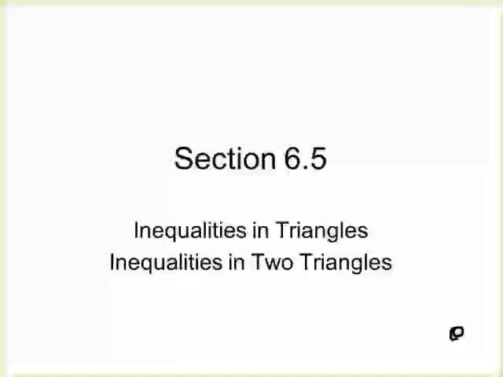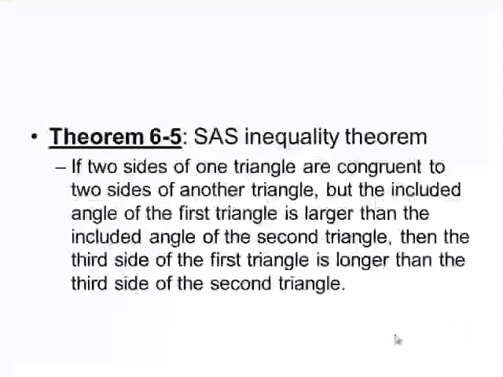Today we are going to talk about inequalities in two triangles. So yesterday we looked at in one triangle, if we knew the order of the sides, then we could order the angles. Or if we knew the order of the angles, then we could order the sides. Today we're going to talk about how to compare two triangles against each other. We have two theorems that will help us do this.